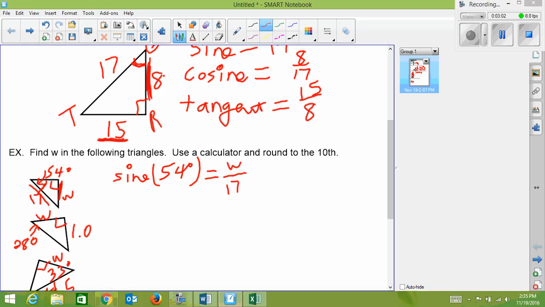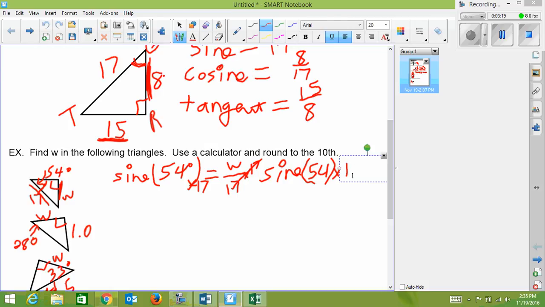Okay, so when I plug that into my calculator, and I'm going to switch to a different screen here in a minute, but this is how I'm going to plug it in. I'm going to go sine 54, and if I'm solving for W, I need to get that 17 out of there, which means I'm going to multiply this side times 17. So I'm going to go times 17.